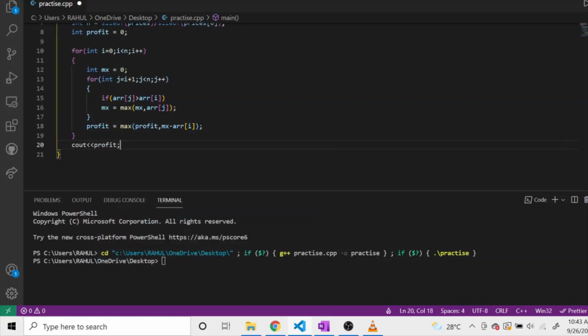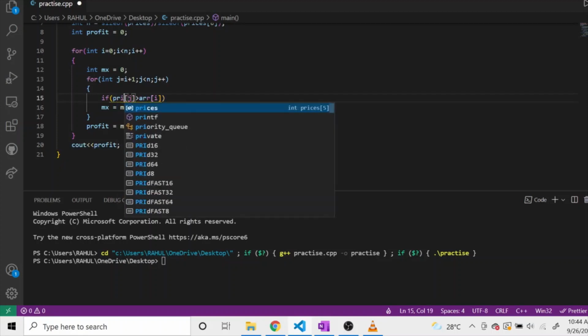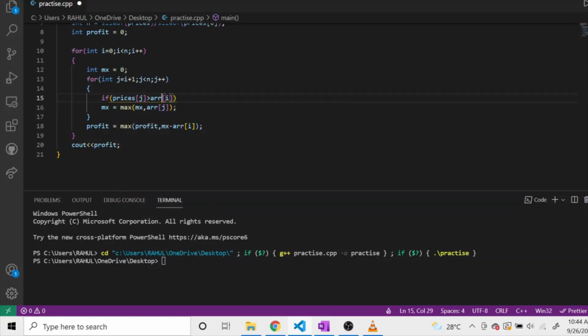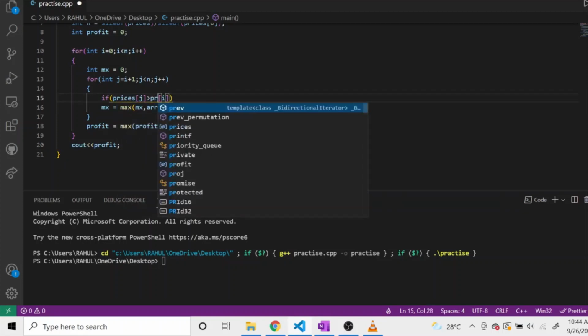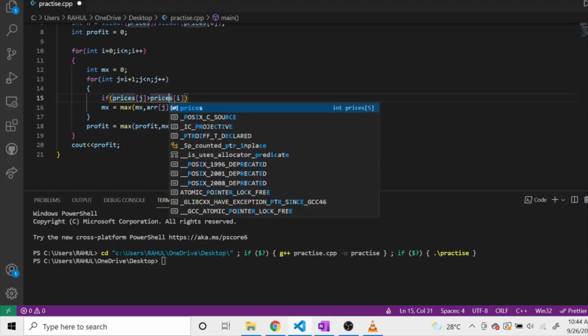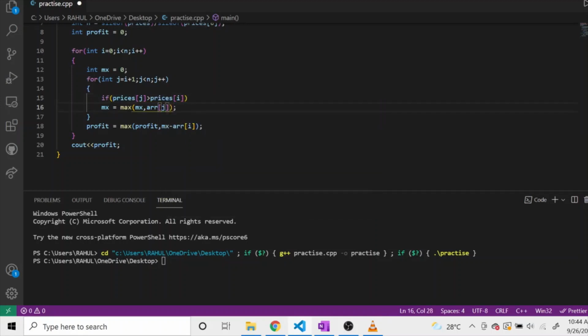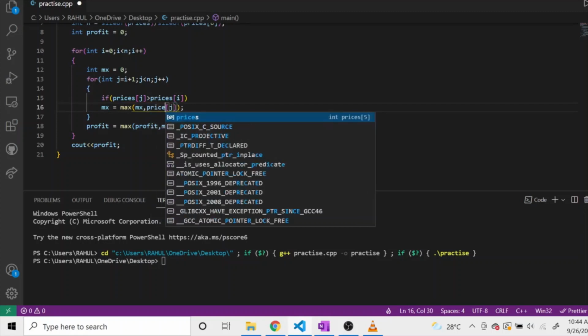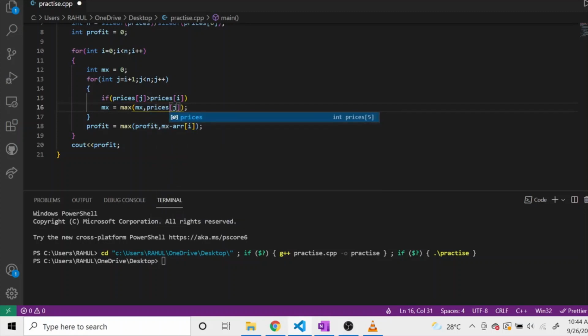Okay, one thing we have to change is the array name. The array name that is given to us is prices, so let's update that. All the places where we have written array, we will update it to prices. Okay, so now let's check.